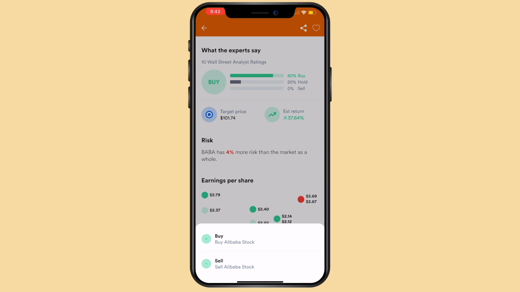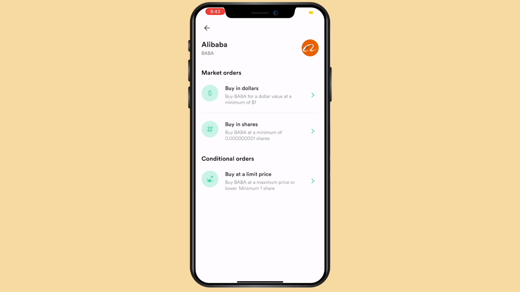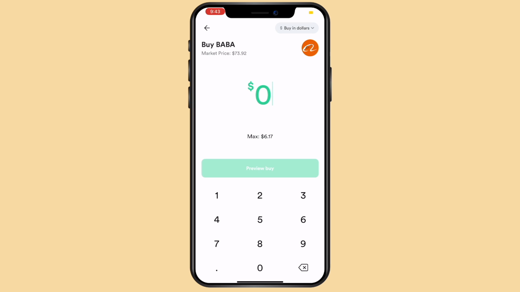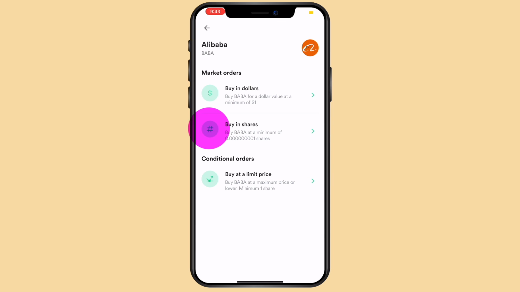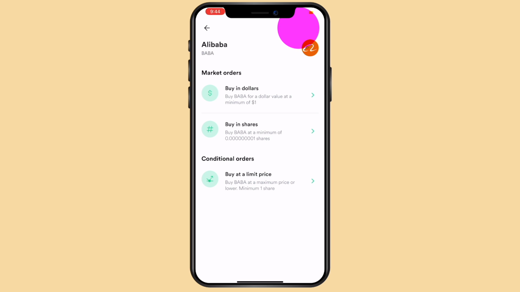So let's trade. We have three options. The first is to buy in dollars. Since $6.17 lang laman ng account natin for trading, yun lang ang maximum. So of course, if I place $7 here, hindi pwede. Another option is to buy in shares. Ito yung available shares natin. And the third one is to place a conditional order.